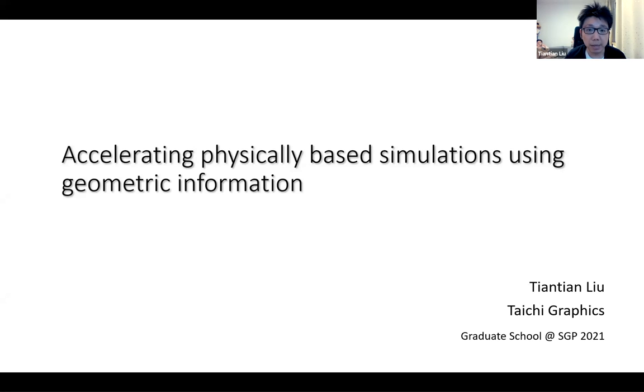Since Renqie told me that the audience here in graduate school at SGP are mostly college students and young researchers, I will start from the basis of a simulation and talk about some acceleration schemes utilizing geometric information, including projective dynamics and some follow-ups.